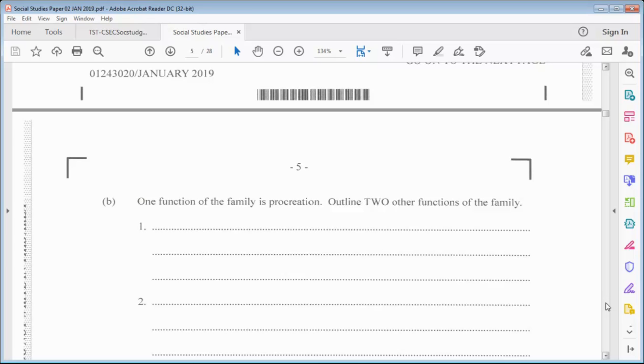What about another one? Another function, as we mentioned, is satisfying the emotional and psychological needs. What do we mean by that? Well, satisfy emotional and psychological needs. The family should be a place where emotional support is being shown. Each family member should feel loved, wanted, and protected, feeling safe and secured. That is what is involved with emotional and psychological needs.